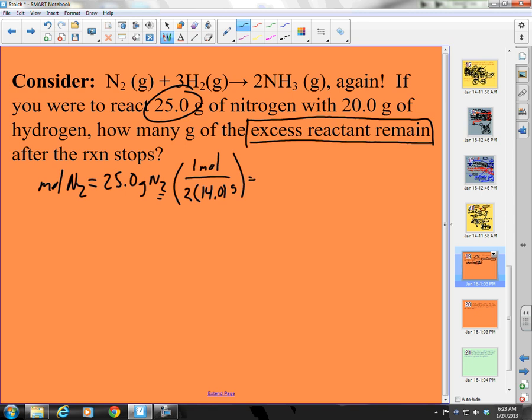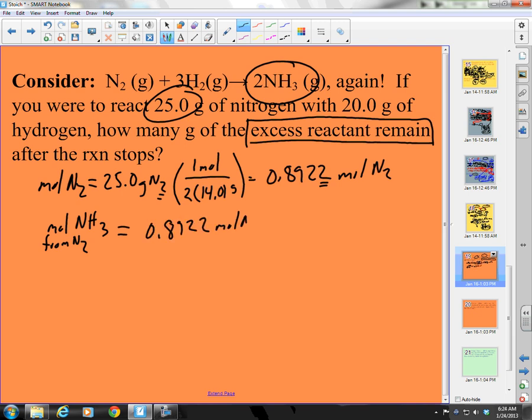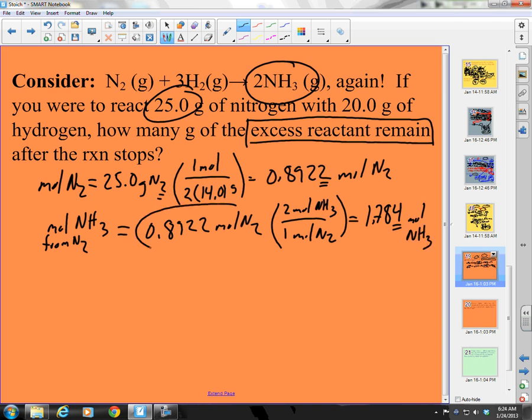That'll give me my moles. 25 divided by 2 divided by 14.01, and it looks like I get 0.8922. I want to carry an extra non-sig fig here. Mole of N2. Now I want to calculate my moles of ammonia from N2. I take 0.8922 moles of N2 times my mole ratio, 2 moles of ammonia per 1 mole of nitrogen. Multiply that by 2, and you get 1.784 moles of NH3, which would be produced by reacting all of my nitrogen.